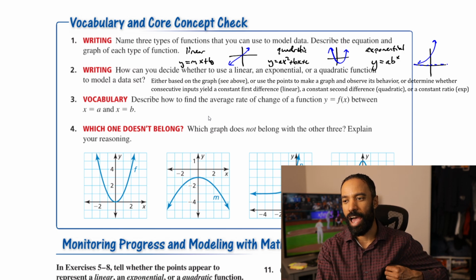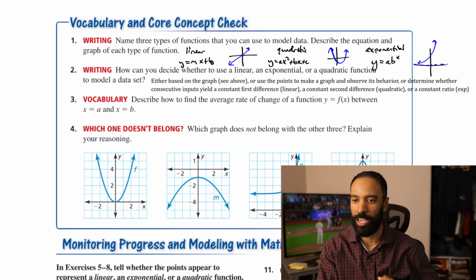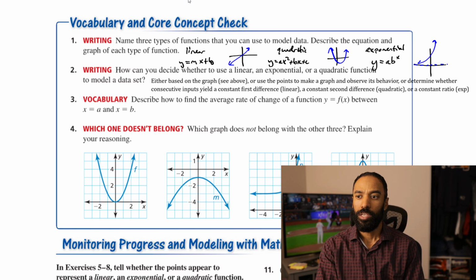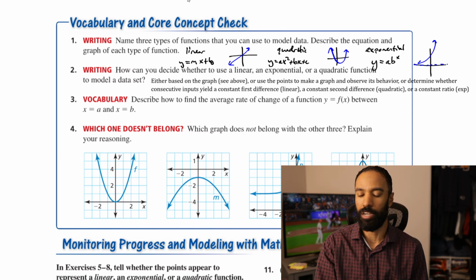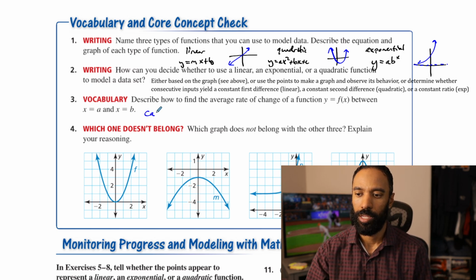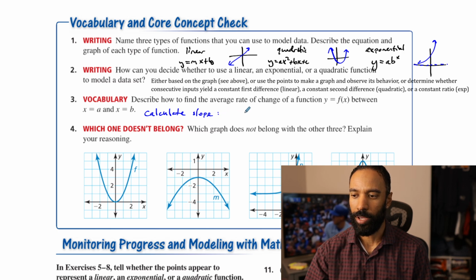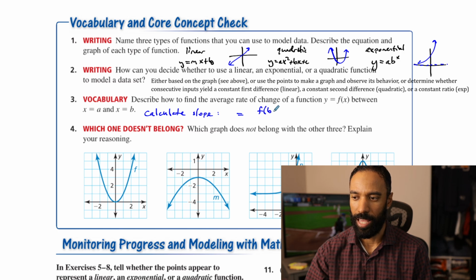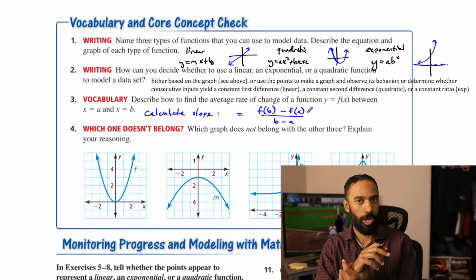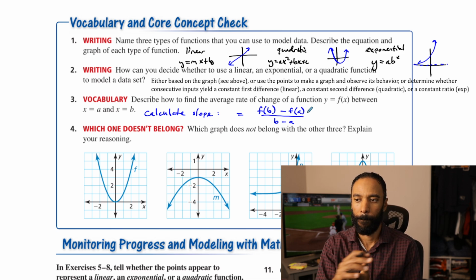All right, describe how to find the average rate of change y equals f of x between x equals a and x equals b. Simple. You find the difference in your y's over the difference in your x's. You calculate the slope between them. So from a to b, that is going to be y2 minus y1, the y value at point b and the y value when x is a, over x2 minus x1. The x2 is b and x1 is a. It's a slope.